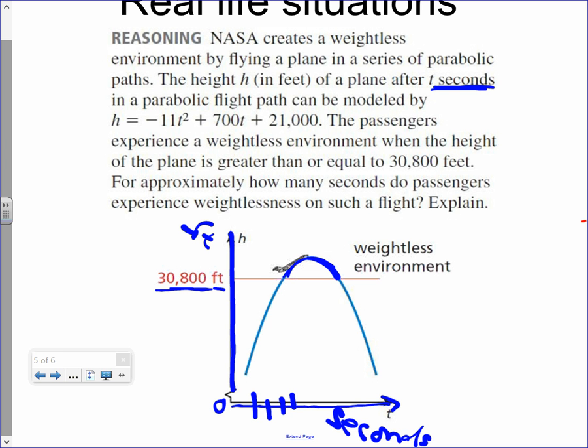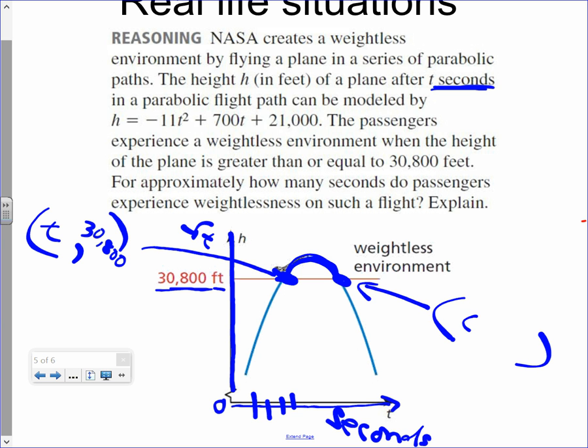It's not as much as it is when they're standing up. They can feel their weight. But weightlessness is realized from here to here. So we know that this point right here, we don't know what time that is, but we know the height is 30,800, right? If we're to plot it, t, we don't know. What time does that plane get to 30,800? Well, we don't know. And what time does it get to 30,800 again? We don't know. So it reaches 30,800, goes beyond it for some time, and then comes back at 30,800 on its way down.